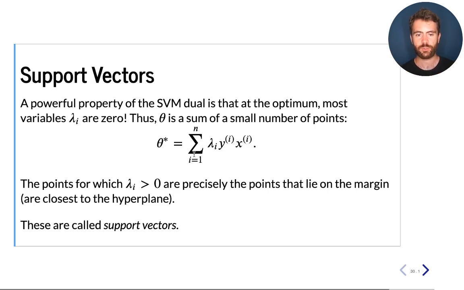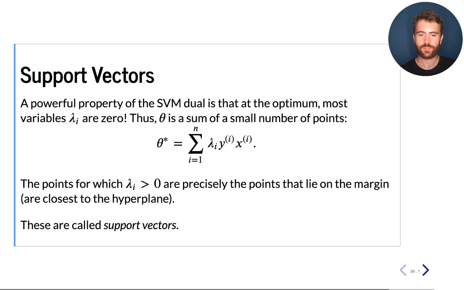And this is captured by this claim that I made. This theta here only depends on the points that are really close to our decision boundary, but it doesn't depend on the points that are far from the boundary. For those, the lambda i is going to be 0. And finally, these points that lie on the margin, that are the closest to the hyperplane and that determine the form of this parameter theta, these are called support vectors. And this is why the SVM is called a support vector machine.